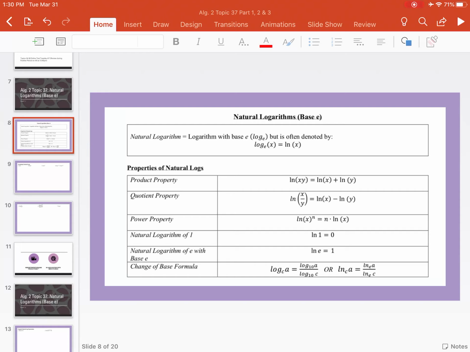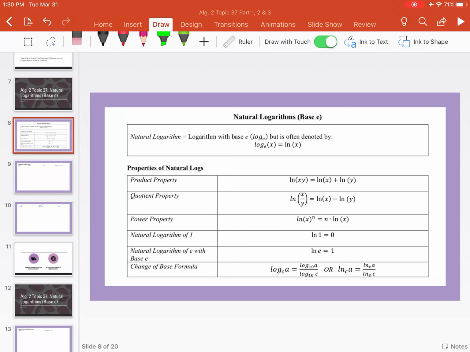So first and foremost, what is a natural logarithm? A logarithm with base of e, so log base e, is often denoted by log base e of x or just ln of x. Now here, the common base is e, or Euler's number. Euler's number is an irrational number. It's 2.718... So it goes on forever. So instead of dealing with a base of 10 like we have in the past with logarithms, we're dealing with e instead.